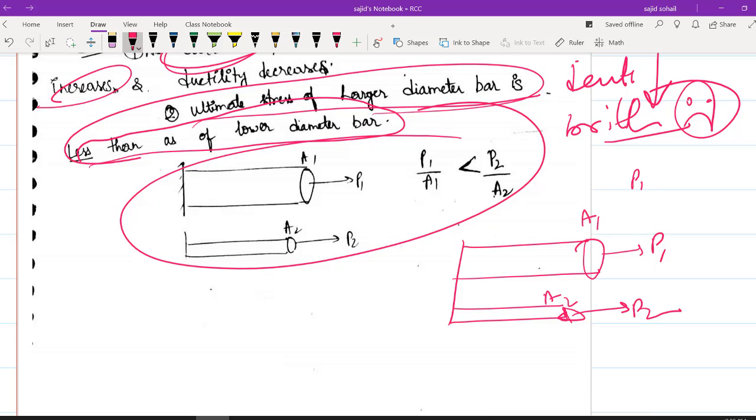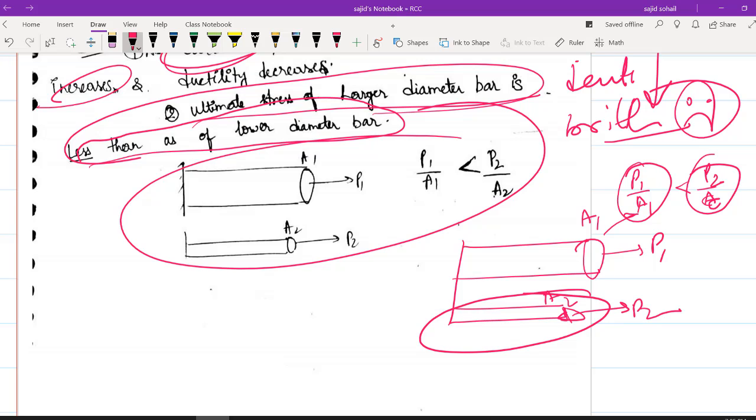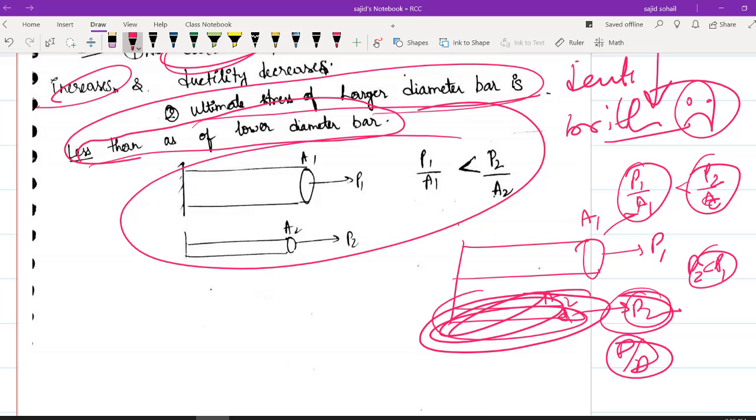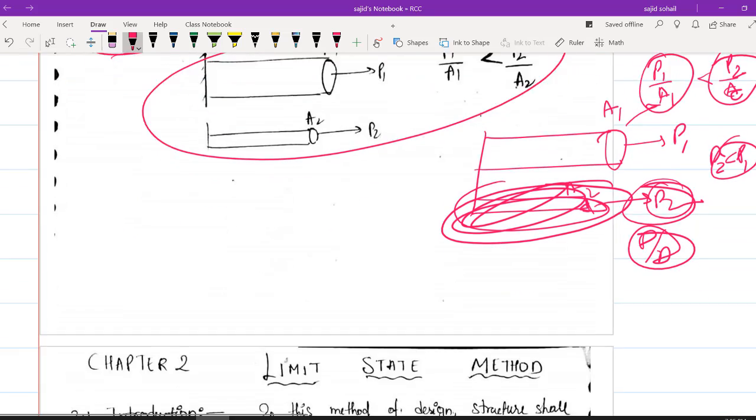So the ultimate stress you are getting, P1 by A1, will be less compared to P2 by A2. The lower diameter bars have more capacity, more ultimate stress capacity. Even though the load P2 will be less than P1, compared in terms of stress, load divided by area, that capacity will be more for my smaller diameter bars. I hope it is very clear.